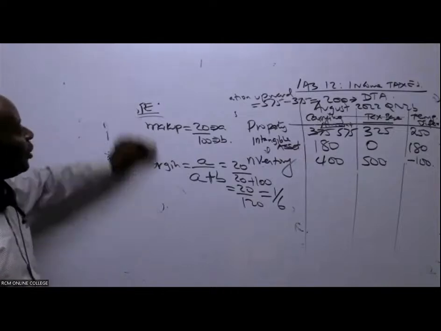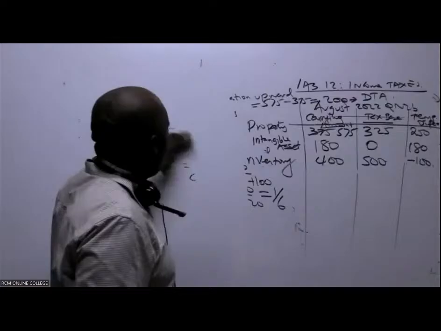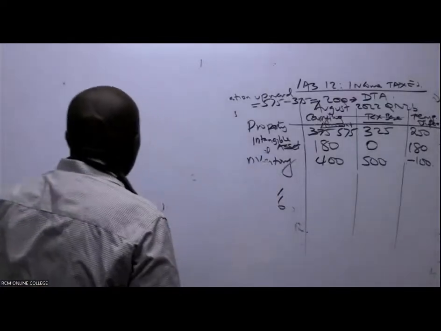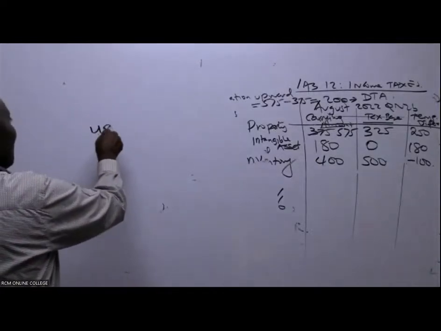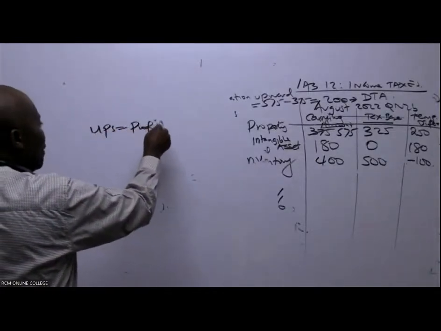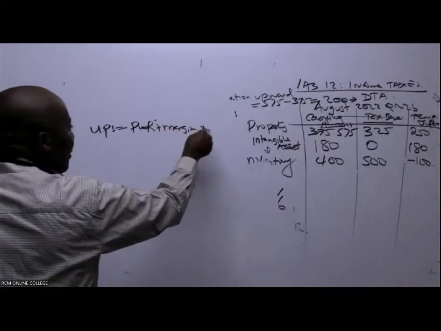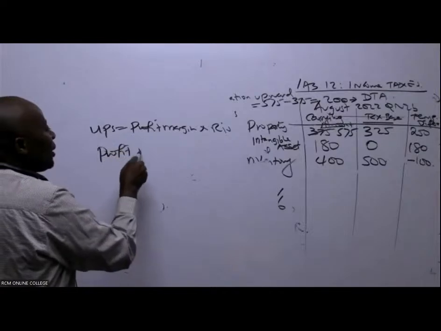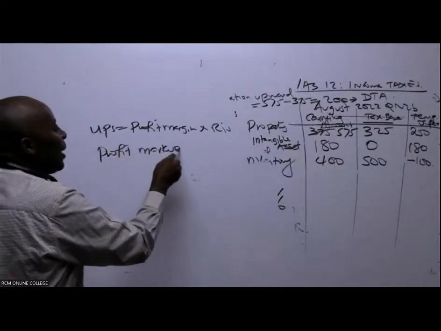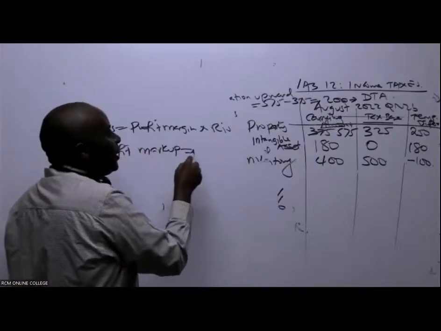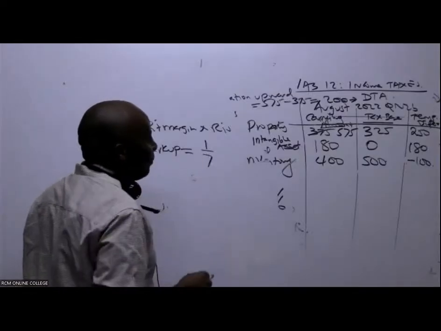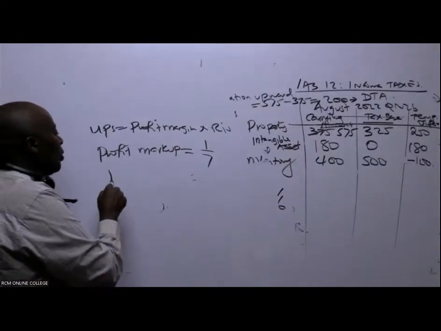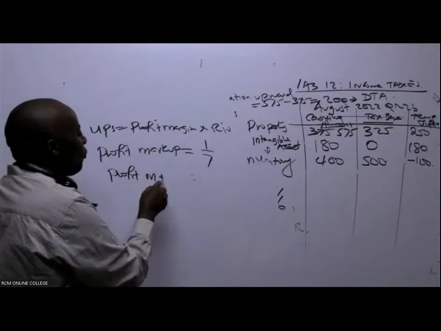Because what will happen, ladies and gentlemen, is this. You will get a situation where we are saying here that our UPS is profit margin, not profit markup times risk. But now you go to a question where somebody, instead of giving you profit margin, gives you profit markup. He tells you profit markup is 1/7. So if it's 1/7, then at the end of the day, you will have to come here and give us profit margin.